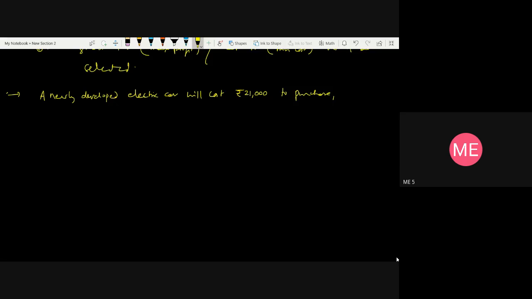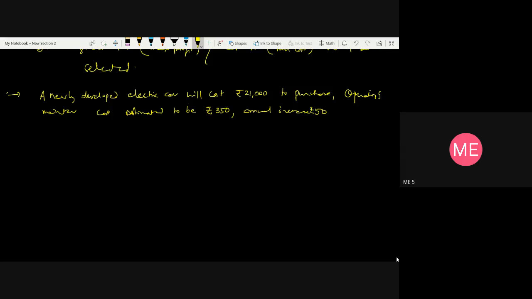Okay, so for calculation, I have taken the operating and maintenance cost of this car, estimated to be say rupees 350 in the first year, with an annual increase thereafter of 50 rupees per year. Of course, I have a maintenance cost with an annual increase of 50 rupees per year.